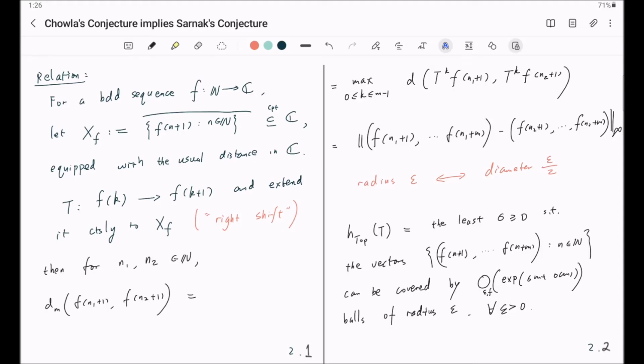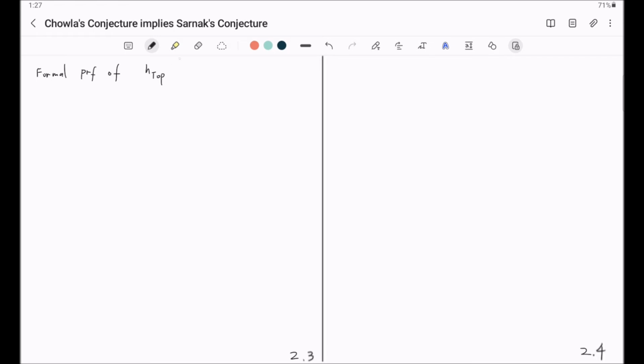Just in case some of you might want to see a formal proof of this, let me show you the formal proof. We're going to show the topological entropy of this T is the same as the sequential topological entropy of F. First, let us see why the left-hand side is less than or equal to the right-hand side. Let's prove this inequality.